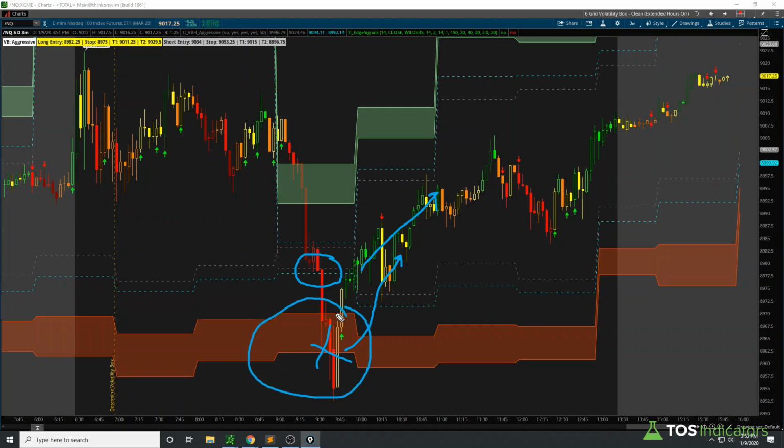However, we did have the other 5 winners, which helped us not only account for the loss in the Nasdaq, but also come out on the day as winners, up almost 800 and some odd dollars.